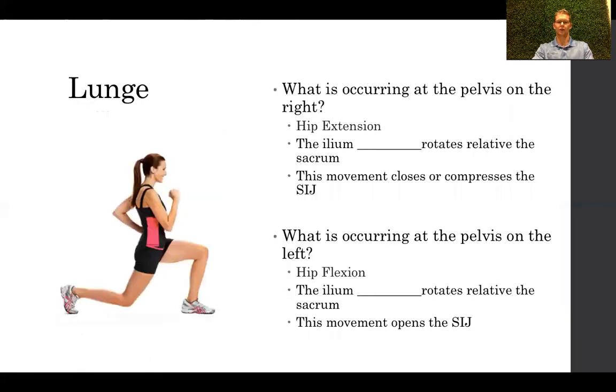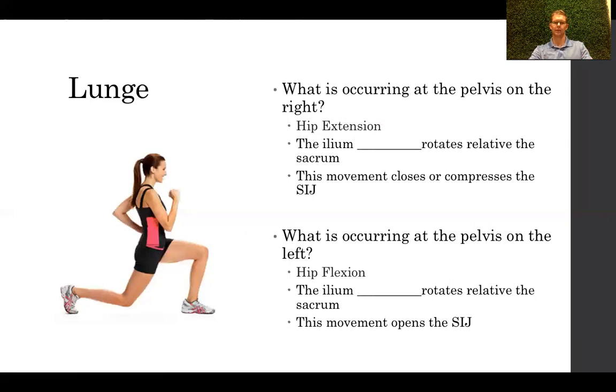The important functional correlation to this is someone doing a lunge. So if you look at this picture, what is occurring at the pelvis on the right side here? The left leg is forward, right leg is back. Well, we know that they're going into hip extension. And so on the right side, if they are going into hip extension, the ilium rotates relatively which way to the sacrum? That is going to be anterior to the sacrum. And then also this movement closes or relatively compresses the SI joint on the right side.